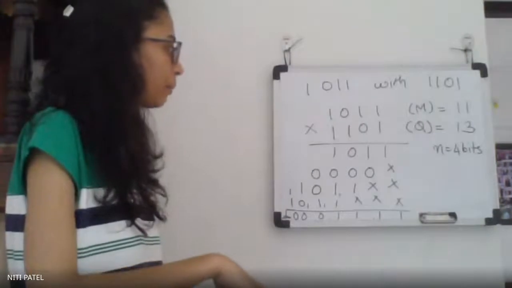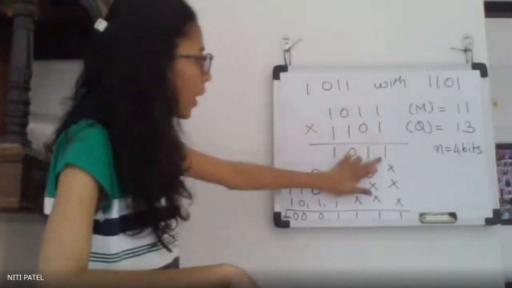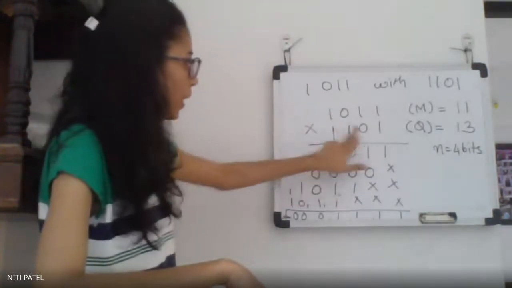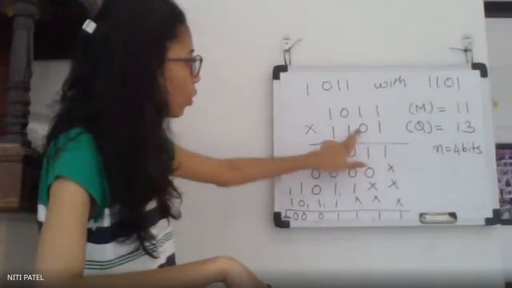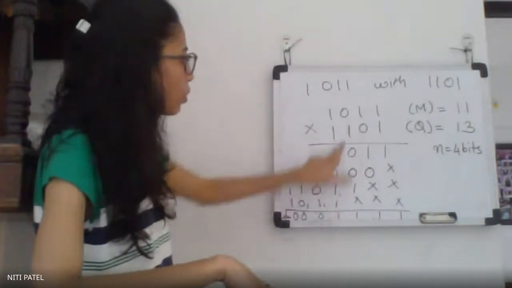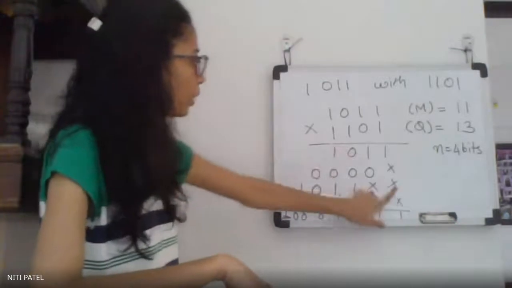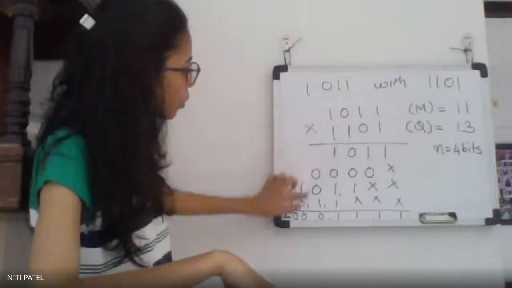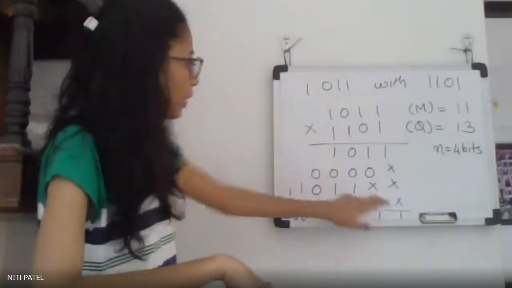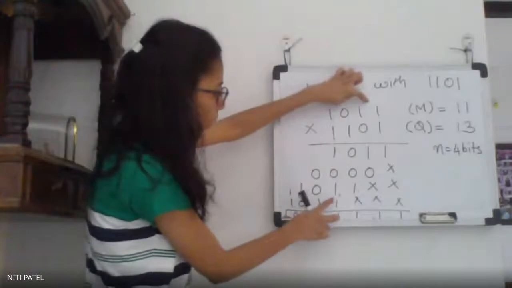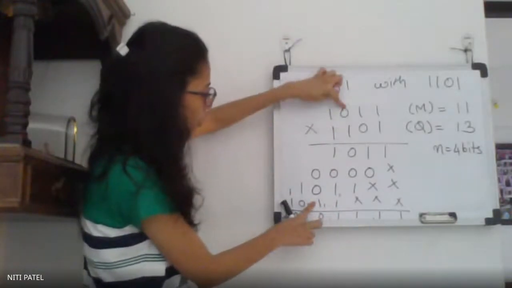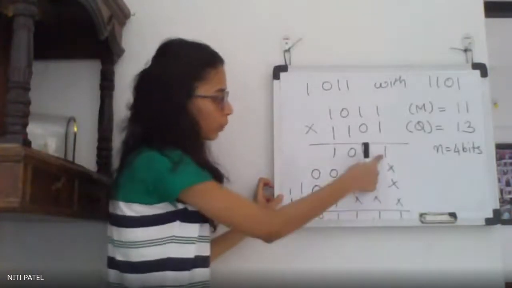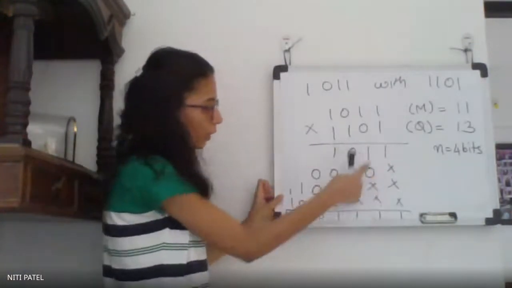Is everyone getting the same? 1 into 1 is 1, 1 into 1, 1, 1 into 0, 0, 1 into 1, 1. Then put a cross: 0 into 1, 0, 0 into 1, 0, 0 into 0, 0, 0 into 1 again, 0. For the third digit, double cross: 1 into 1, 1, 1 into 1, 1, 1 into 0, 0, 1 into 1, 1. Then for the last digit, 1 into 1, 1, 1 into 1, 1, 1 into 0, 0, and again 1 into 1, 1. Then we do addition column-wise. 1 plus all 0 is 1. 1 plus 0 is 1.